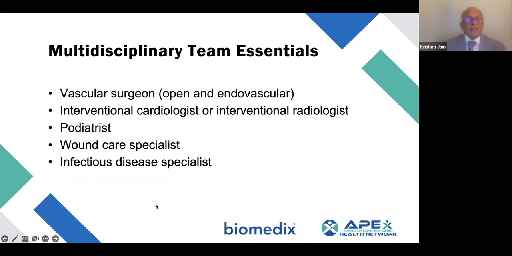But in the multidisciplinary team, some people are essential. Without that, you really cannot have a limb preservation center. So you need a vascular surgeon for open and endovascular techniques. And if you don't have a vascular surgeon, then for doing endovascular, they need an intervention cardiologist or intervention radiologist, but they can work together. Intervention cardiologists and intervention radiologists can partner with the vascular surgeon to provide comprehensive care. You absolutely need a podiatrist. You need a wound care specialist who may be a surgical podiatrist, or there may be some other people who take special interest in wound care, and an ID person, extremely important.